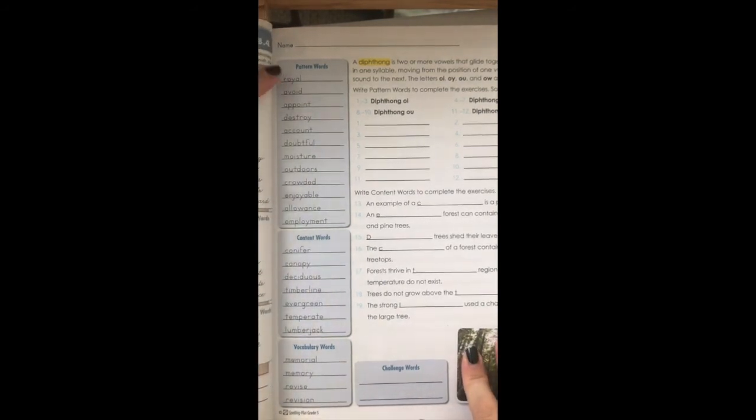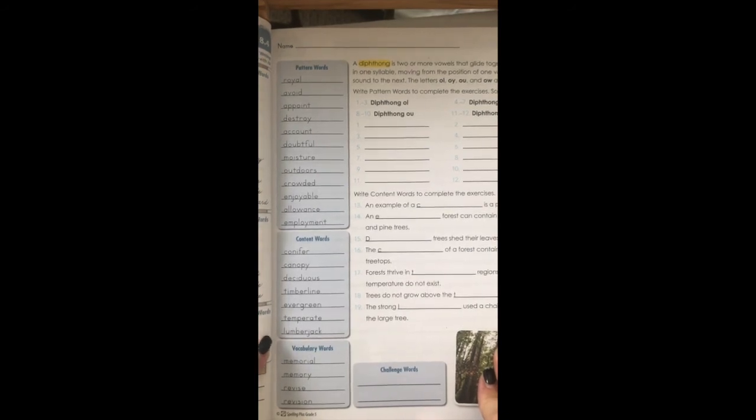So we have royal, avoid, appoint, destroy, account, doubtful, moisture, outdoors, crowded, enjoyable, allowance, employment. 4 content words: conifer, canopy, deciduous, timberline, evergreen, temperate, lumberjack. Vocabulary: memorial, memory, revise, revision. So we work on pattern and content words usually on our first list day.